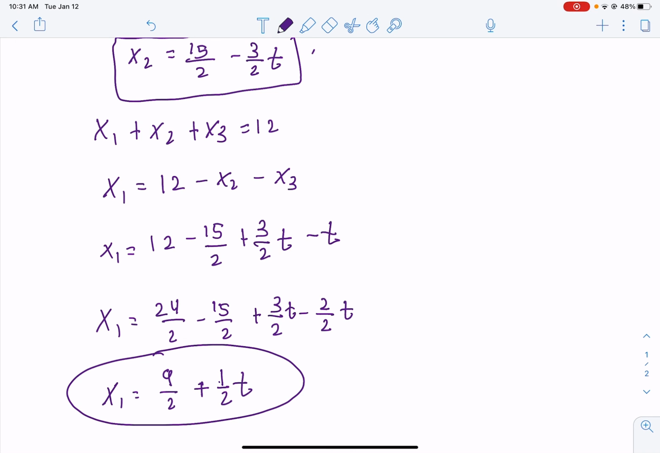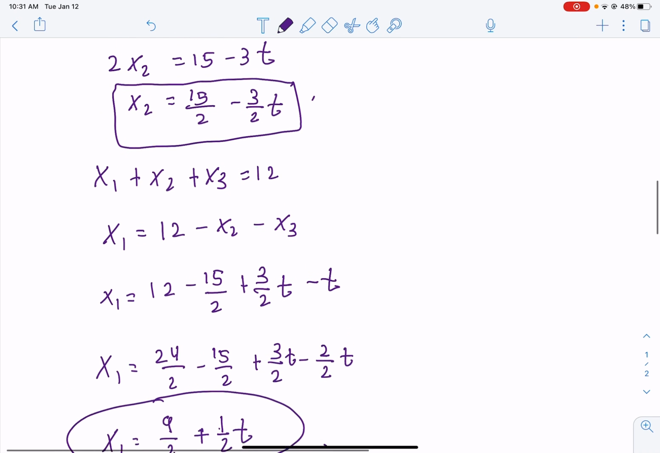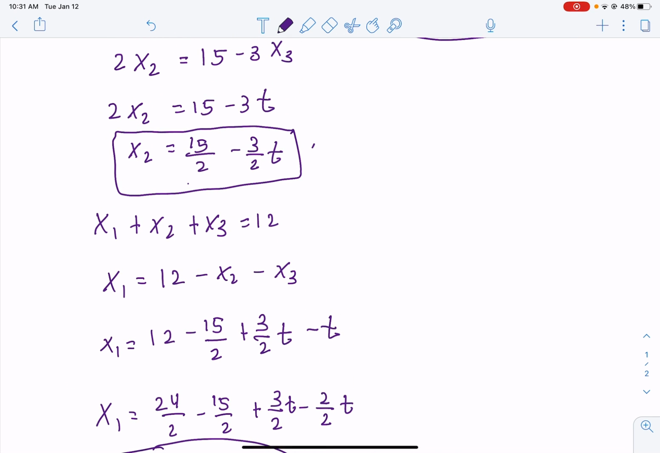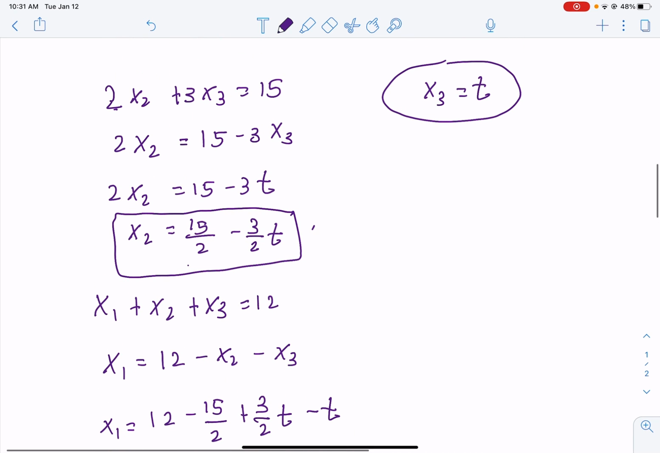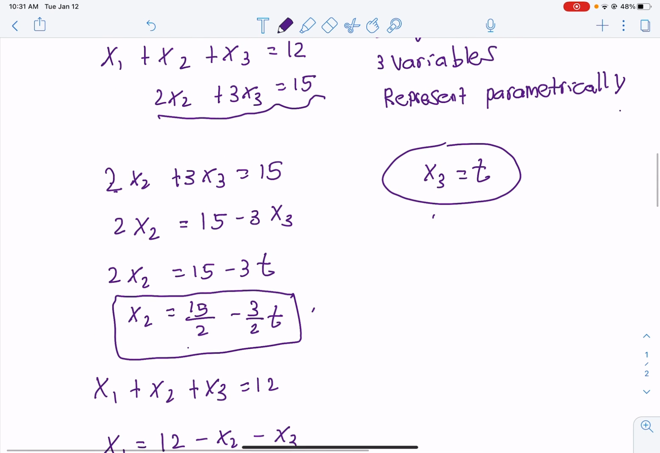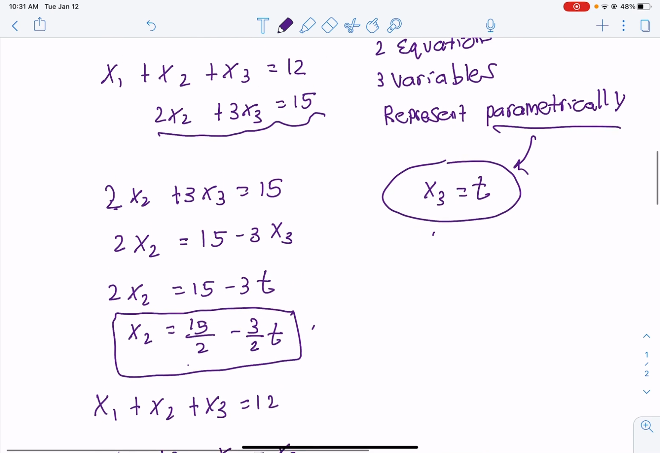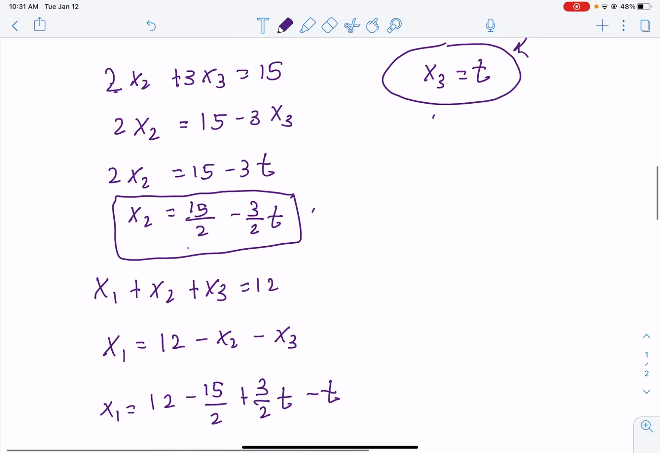So I have my three solutions here. x1 is equal to 9 over 2 plus 1/2 t, x2 equals to 15 over 2 minus 3/2 t, and x3 is equal to t. So I have all these variables. I needed to introduce a parameter, t, so that we can define all three variables.